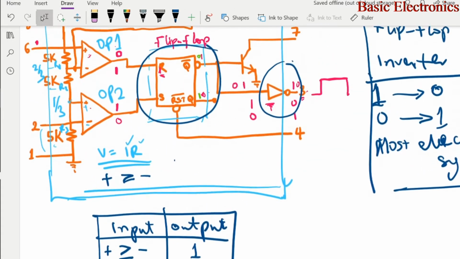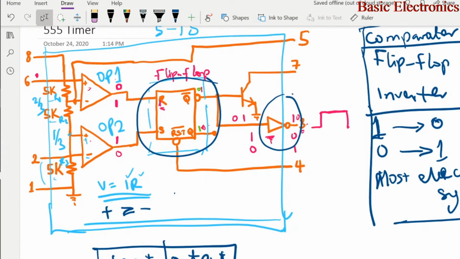So let's go back and look at here. There are 3 resistors. Remember we talked about resistors as voltage dividers. Please watch that video if you missed that. Because we have equal resistors and they're connected in series between pin 8 and pin 1. Pin 8 is the VCC, the supply voltage of this 555 timer, and pin 1 is the ground.